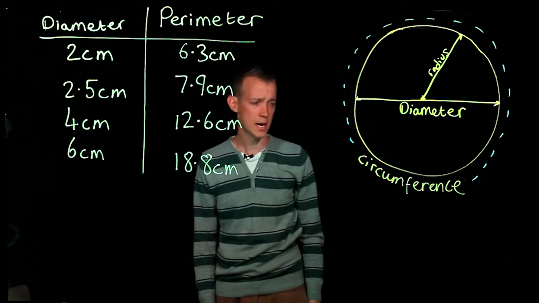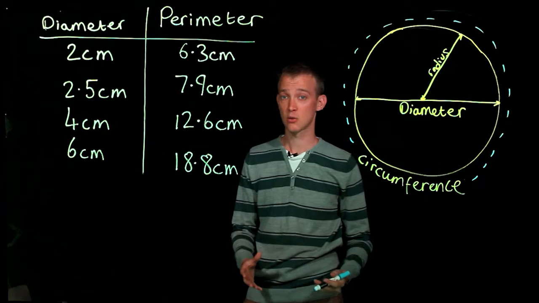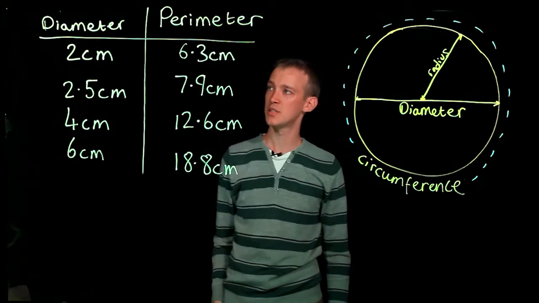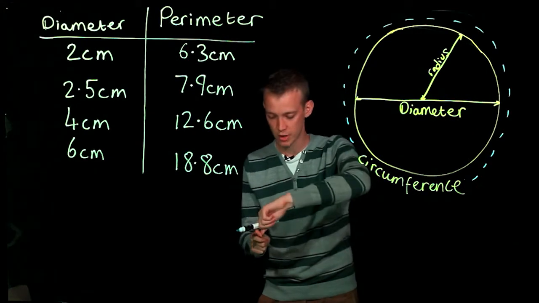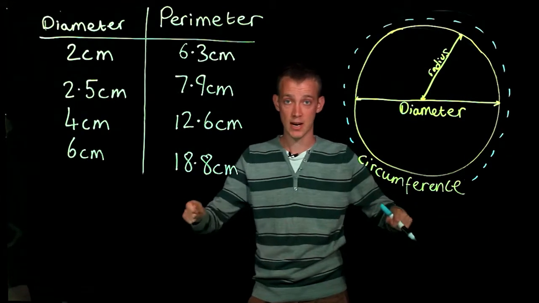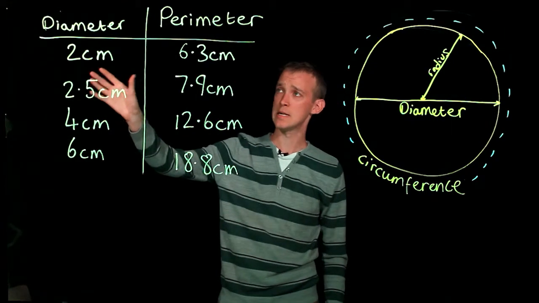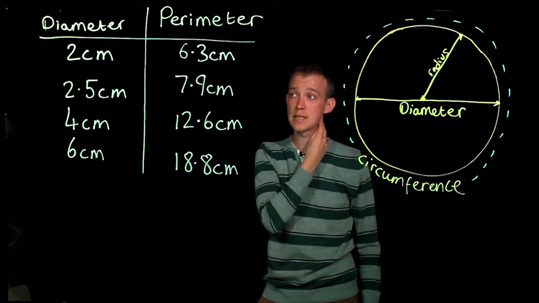Now, previous to this video, I had some paper and I drew some circles of diameters of different lengths. So I took a diameter of 2 centimetres and I worked out the perimeter of my circle using a piece of string, wrapped the string around the circle and then put the string straight against a ruler. And I found that with a 2 centimetre diameter, my perimeter or my circumference of the circle was 6.3 centimetres.